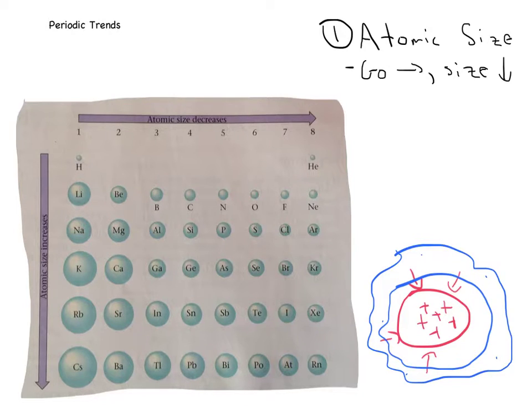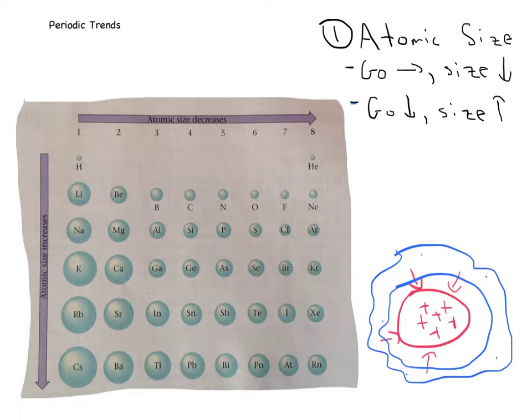Now, as you go down, let's do it in black. As you go down, you might notice that size increases. So as you go down, the atoms get bigger and bigger and bigger.